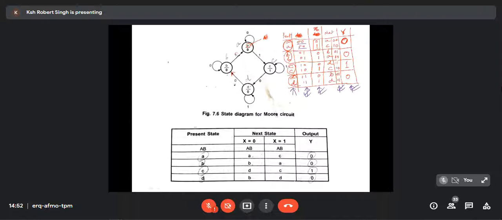But what I want here is to make you understand the difference between Moore circuit and Mealy circuit. In Moore circuit, the output depends only on the present state.